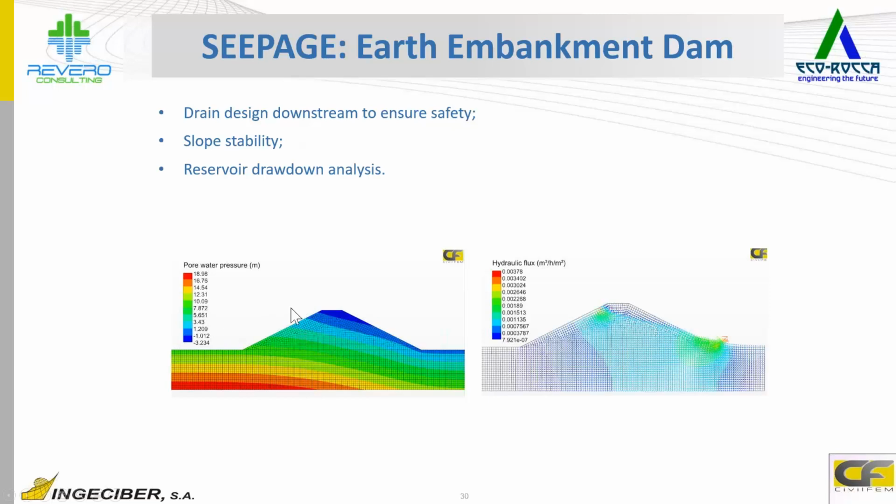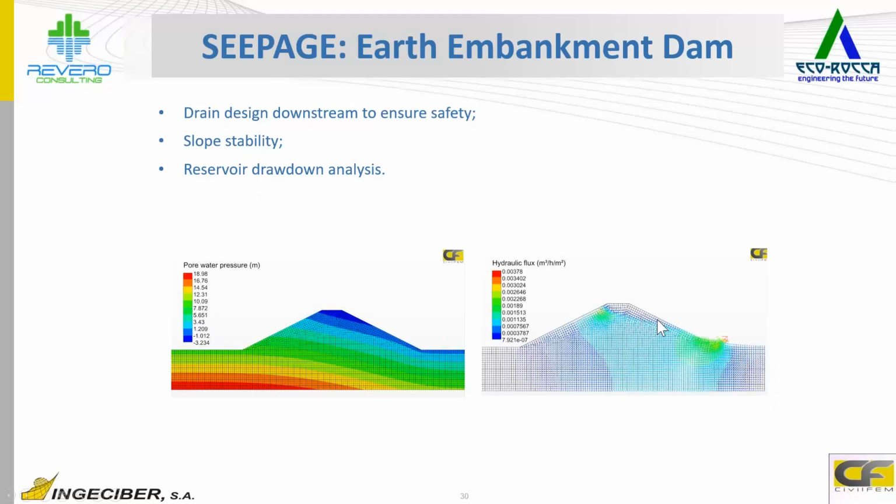For seepage, we can apply a hydraulic flux on the structure and see the pore water pressure and how water would penetrate and circulate beneath the dam itself or through the dam, and that would also give us an indication of drainage at the toe of the dam.